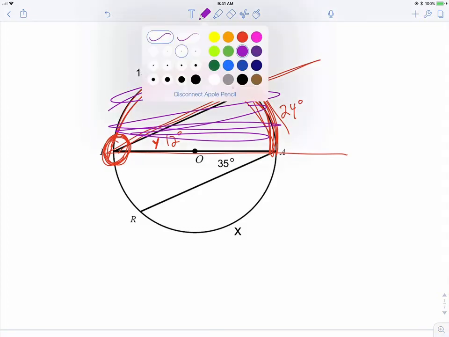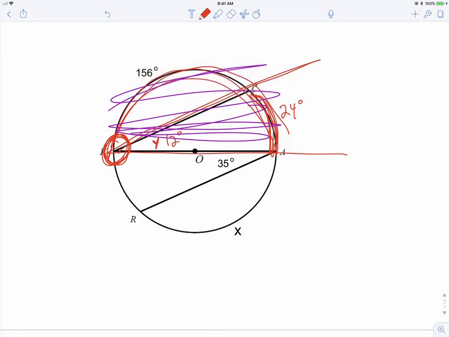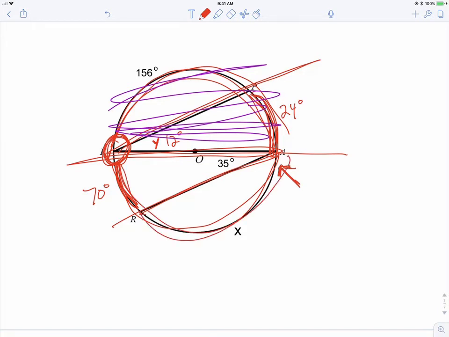So on the bottom half, if the angle is 35, this is an inscribed angle because its vertex is here on the circle. So I double it to get the arc it intercepts. If I double 35, I get 70 degrees. I know that this is a semicircle on the bottom half, so it has to equal 180. So if this part is 70, then this part is 110 degrees.